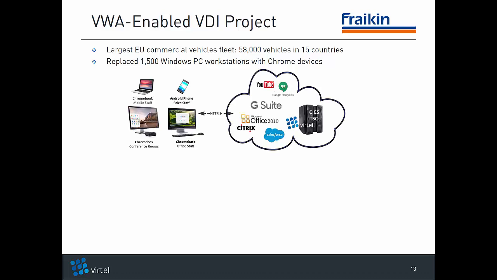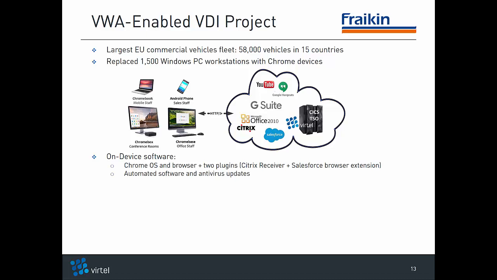This is what Fraken's new 3270 client workstations look like. Chrome boxes in all conference rooms, Chrome bases for the office staff, Chrome books and Android phones for the mobile and sales staff. Internet access is provided via Wi-Fi and broadband HTTPS connections. Only the Chrome OS and browser and 2 authorized plugins are installed on those devices. Software and antivirus updates are managed centrally and automatically deployed to all devices.